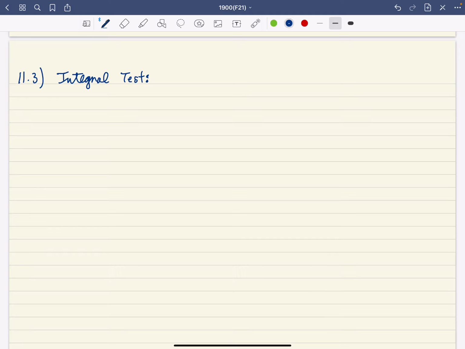The integral test is going to be a test where really what we're going to do at this point in chapter 11 is I'm going to give you a series, and then we just have to decide, does it converge, does it not converge? That's the only thing that we're worried about.